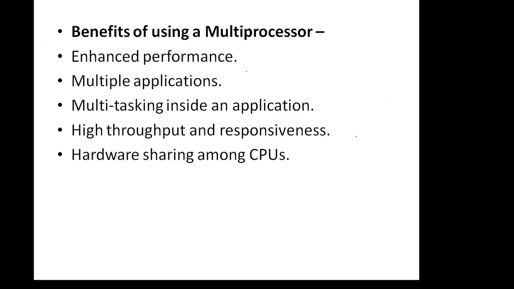Next one is the benefits of a multiprocessor. That means performance is going to be increased, as I have said before. Multiple applications, like many processors, in the sense, many tasks we can do. Multitasking is going to be possible. Throughput and responsiveness is going to be more, and hardware sharing among CPUs will be good. So these are the benefits of using the multiprocessor.